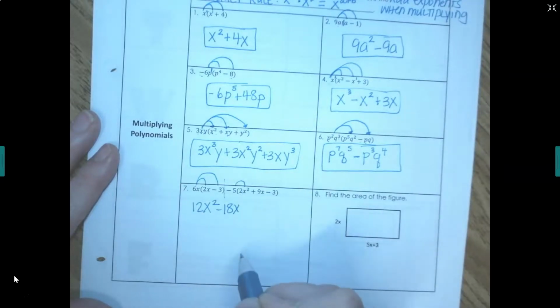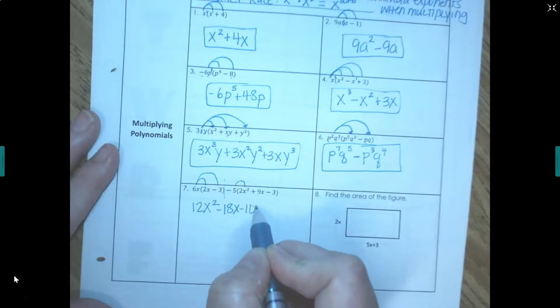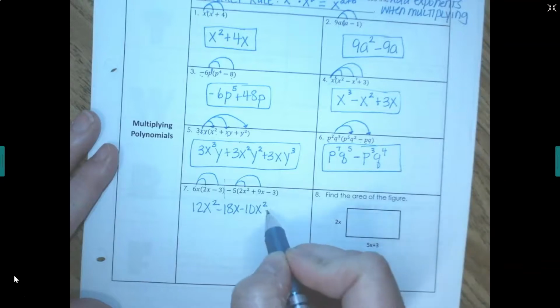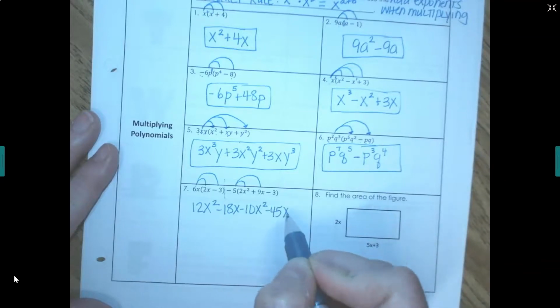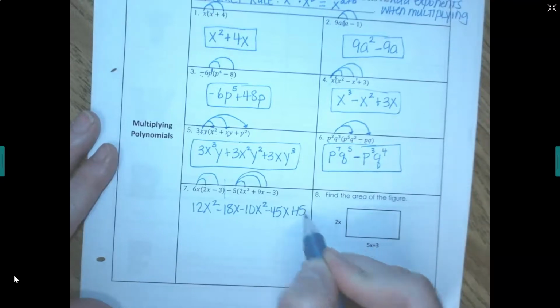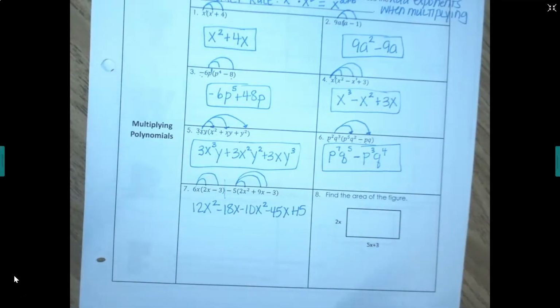Negative 5 times 2x squared is negative 10x squared. Negative 5 times 9x is negative 45x. And negative 5 times negative 3 is positive 15. Now that everything's distributed through, we need to look to see if there's any like terms.